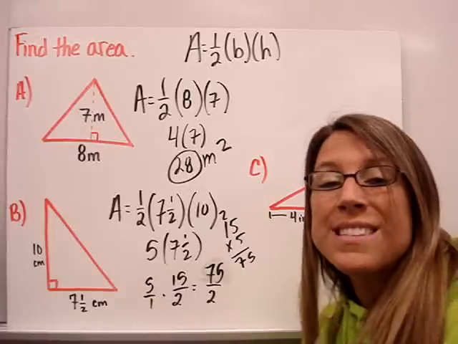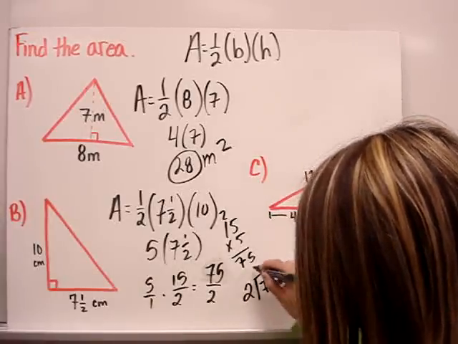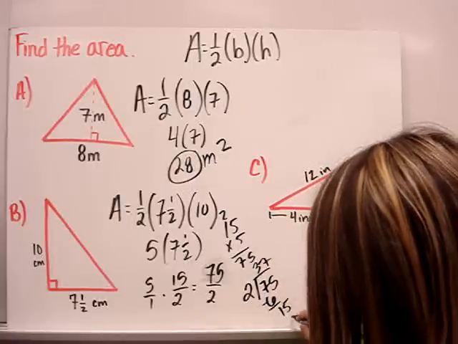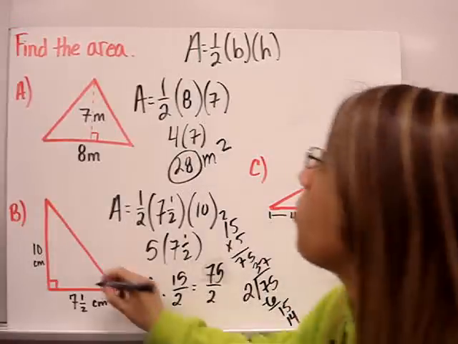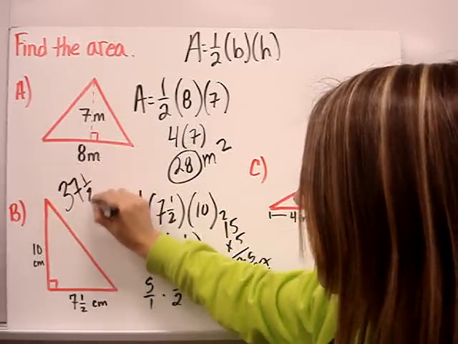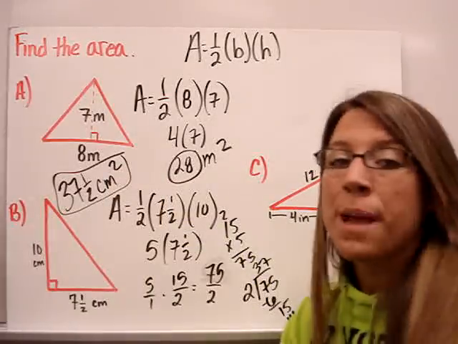75 halves, if we divide 75 by 2, we'll say that's 3, which is 6, and 15, that's 7, 14, 37.5. So A equals, I'm going to write it here, 37.5 centimeters squared is the answer to example B.